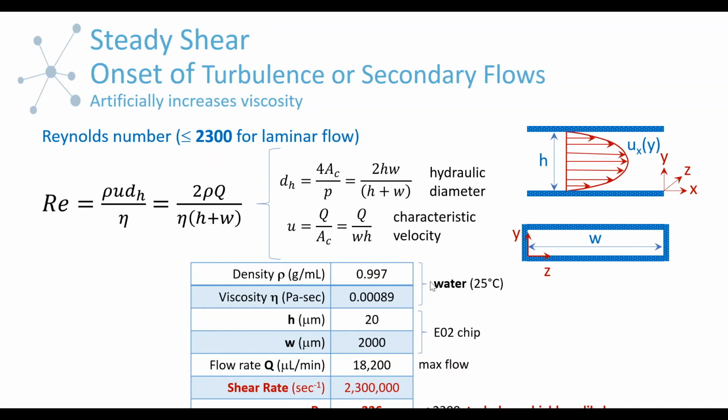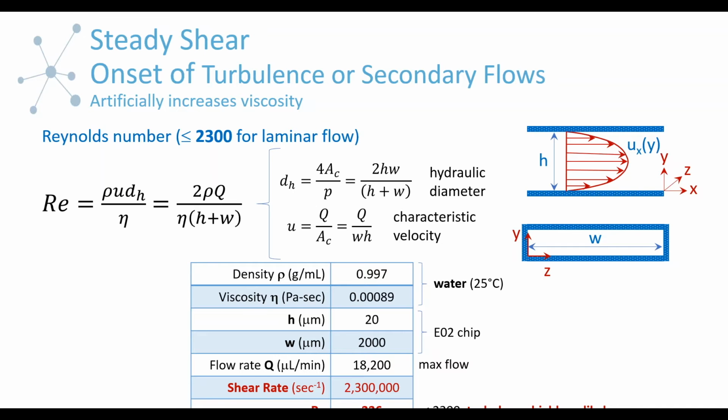This example is just for water at 25 C, and we're using our chip that has a 20 micron channel depth and a width of 2000 microns. The max flow rate that we can achieve with this chip for the water is about 18,000 microliters per minute, which corresponds to a shear rate of over 2 million. The Reynolds number for these measurement conditions is only on the order of about 300, which is significantly lower than the onset of turbulence. So turbulence is generally highly unlikely for steady shear measurements in our flow channels. Now when we get to talking about the extensional channels, we'll see that this is quite different.